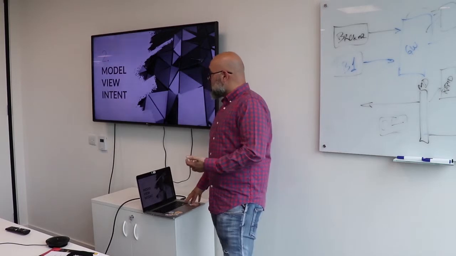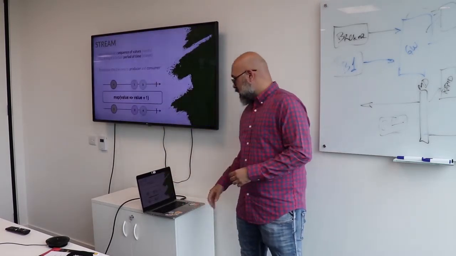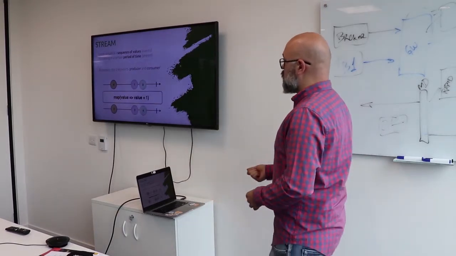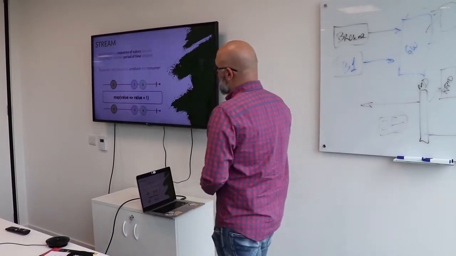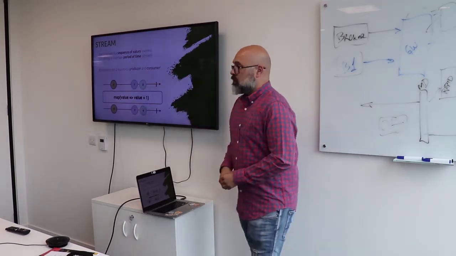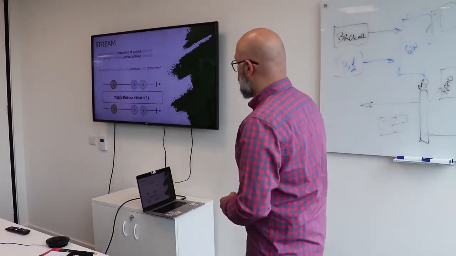Again, we are moving from model view, which I think we are very familiar with, but we have a third thing, that is intent. But in order to explain that properly, we need to understand the concept of stream. A stream is basically a sequence of values that are happening in a certain period of time. So again, reactive programming is bringing time in as a key thing.